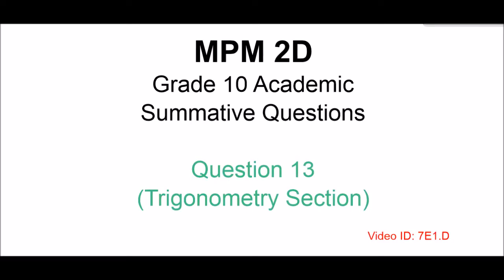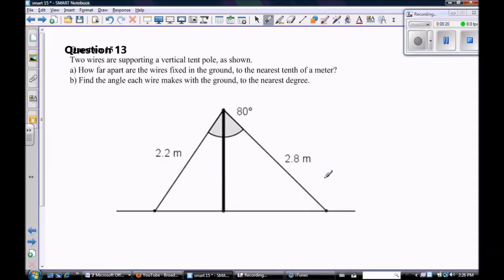This video is for grade 10 students who are working on the year-end summative. It's question 13 from that summative, and it's from the trigonometry section. It says two wires are supporting a vertical tent pole as shown.